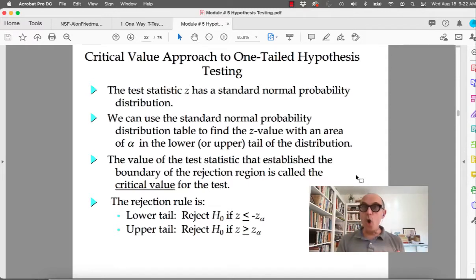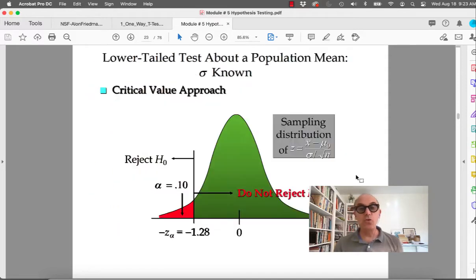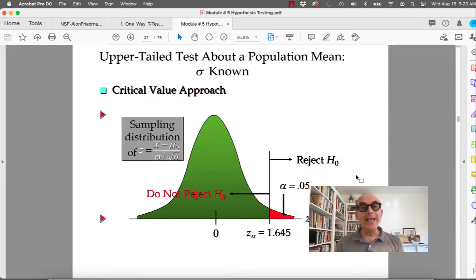R can do that for us with the area of the lower tail of the distribution, something that R also can do. The value of the test that establishes the boundary of the rejection is called the critical value of the test, and that's where the rejection rule is, lower tail and upper tail, in order for us to verify it. In this case, the green color is no rejection, the red color is the rejection of the null hypothesis. The upper tail of the test, again, is where it comes into play, and where we reject the null hypothesis is colored in red.